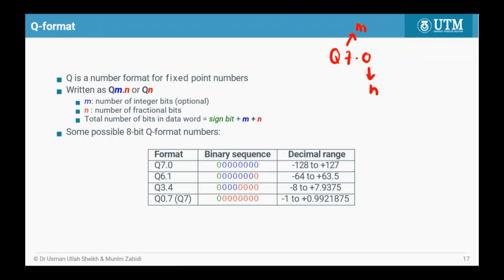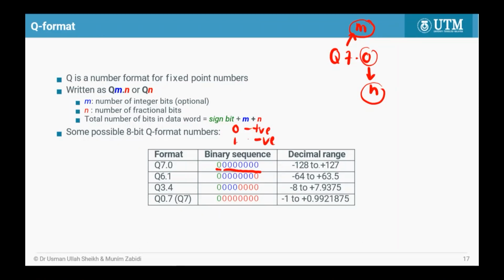It means you have 7 integer bits, but 0 fractional bits, no decimal numbers. This is the binary sequence. The green color here stands for the sign bit. If 0, it is a positive number. If 1, it belongs to a negative number. And the blue here is the magnitude, the integer bits. Since this doesn't have any fractional bits, the decimal range is from -128 to 127.